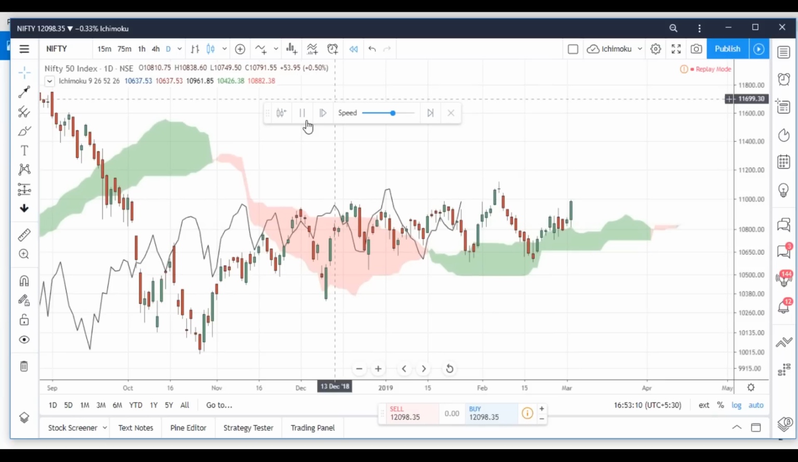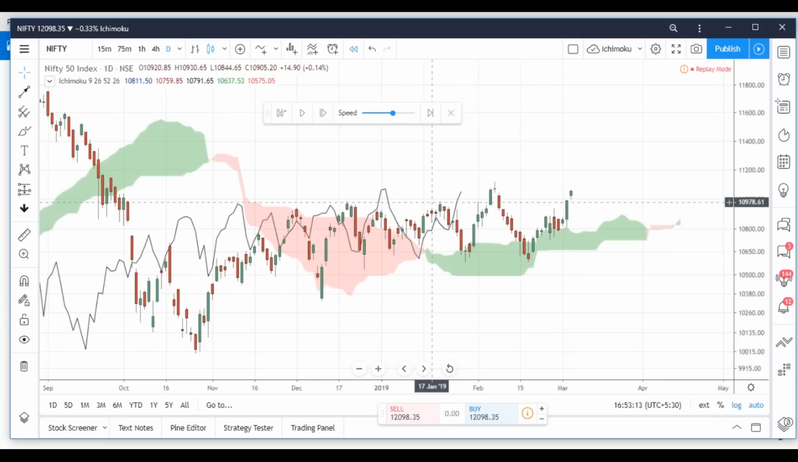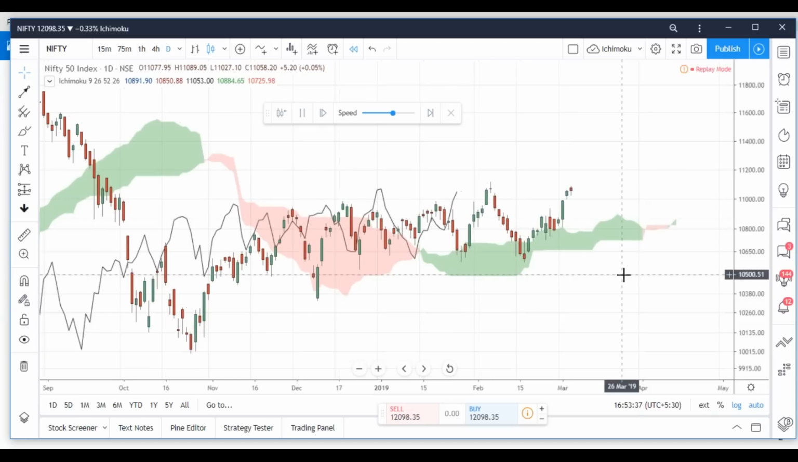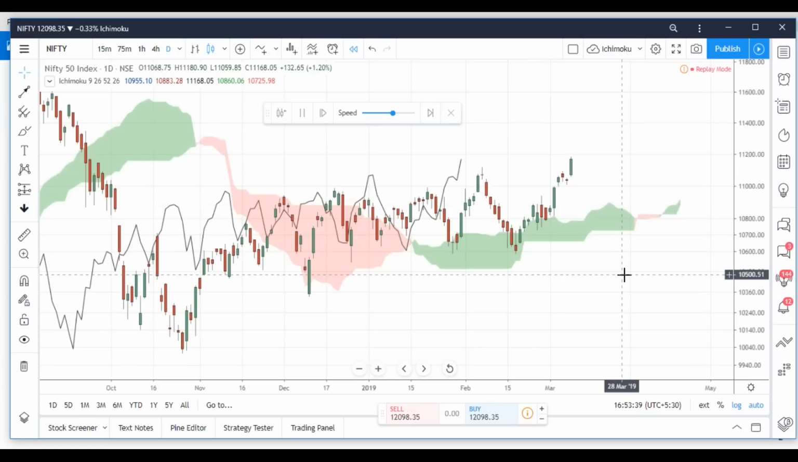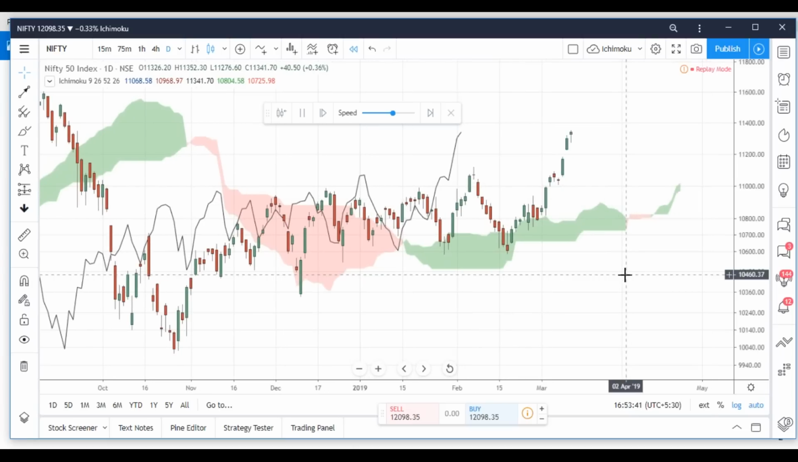Let me stop here. Here price again closed above the cloud, but Chikou was inside the price. So again, this was not a long entry, but here exactly the long entry. This was the perfect long entry. Price above the cloud, and Chikou also crossed the price. And see how nicely it's worked out.